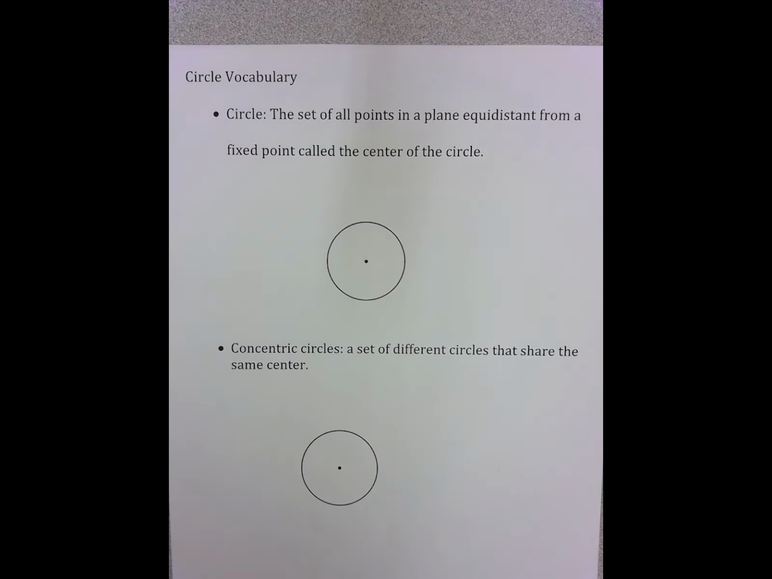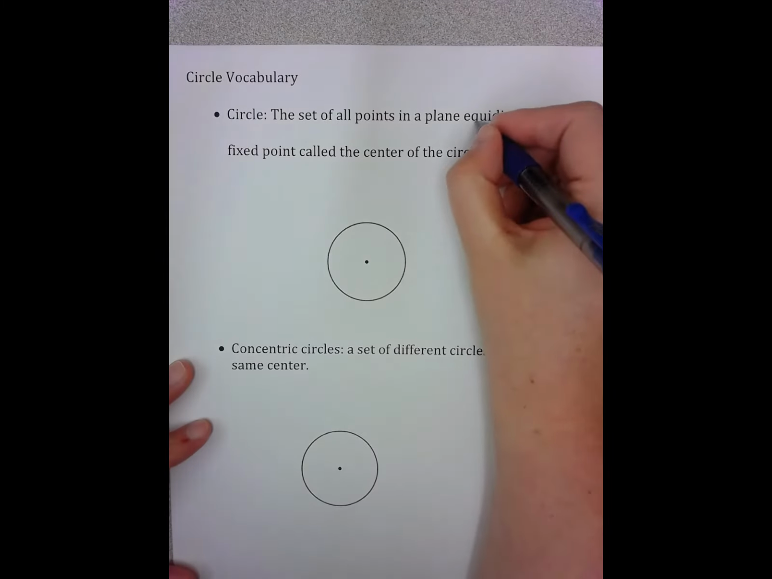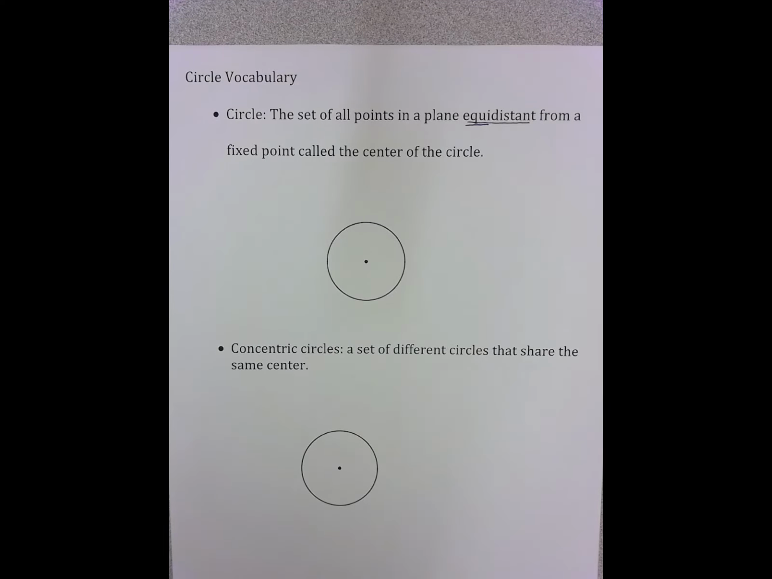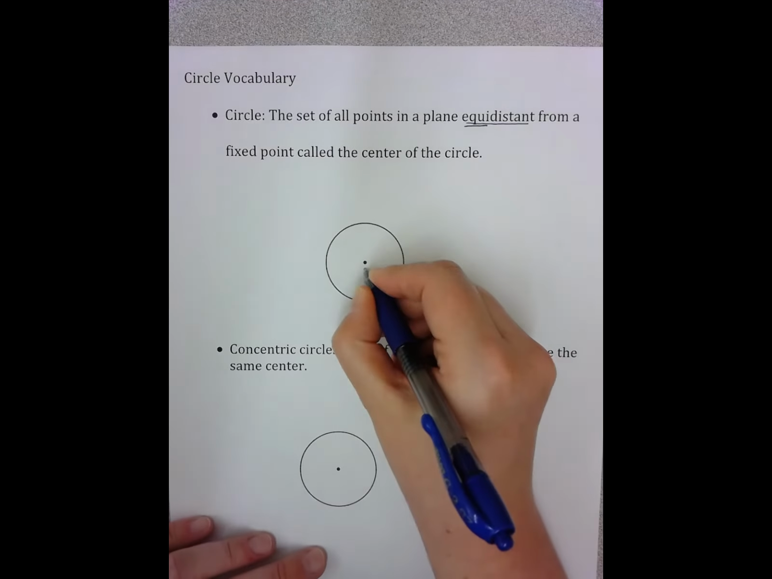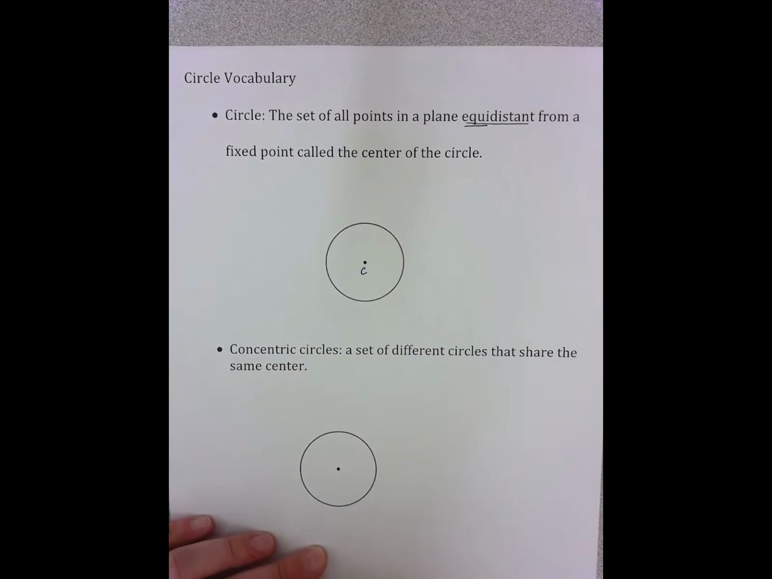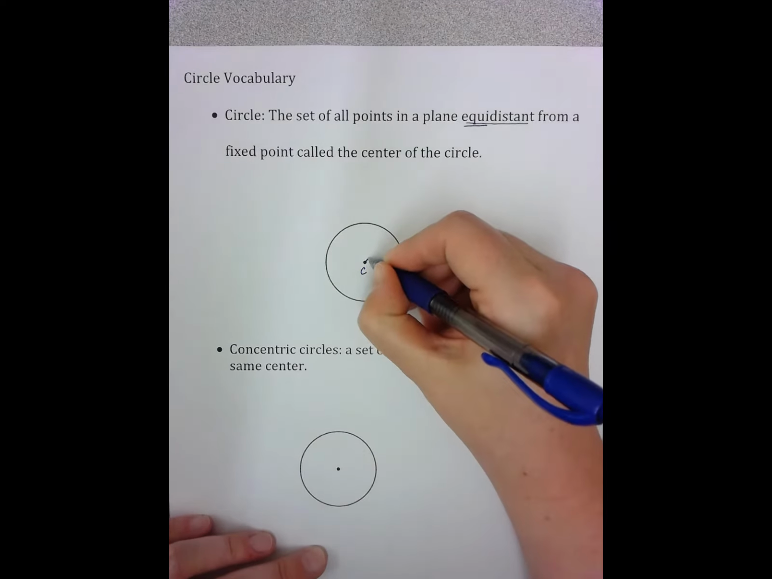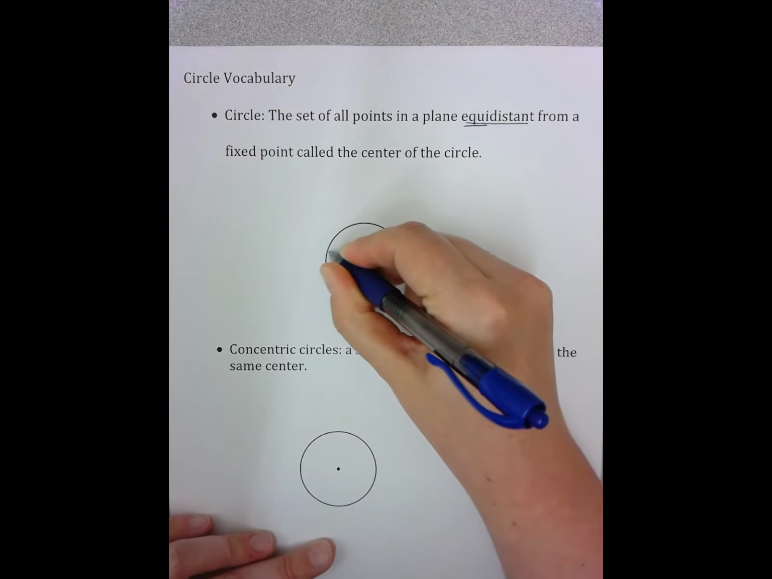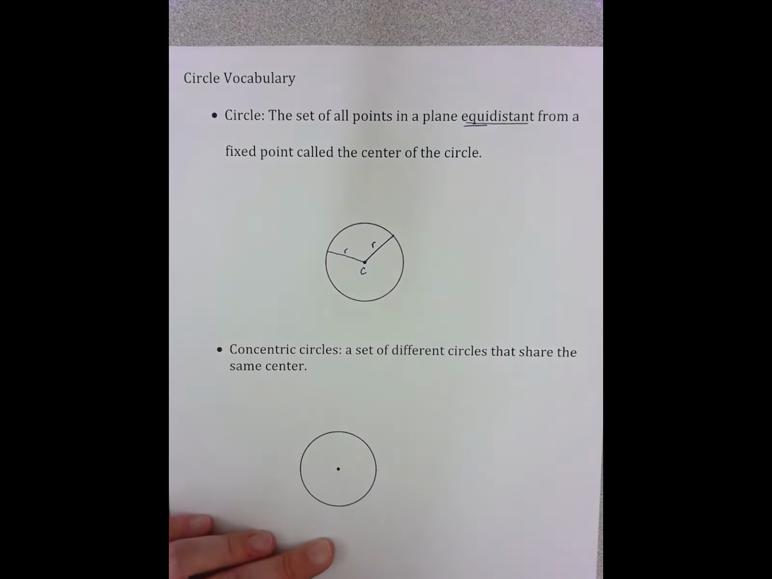First, a circle is the set of all points in a plane equidistant, meaning equal distance, from a fixed point called the center of the circle. If we label C here as the center of the circle, the equidistant part is the distance from the center to the points on the circle, and we label that distance R, meaning radius, and we'll talk about that definition further along in the notes.